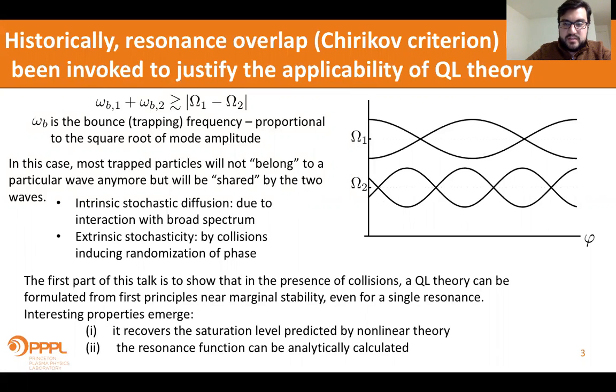chaos, and collisions might introduce stochasticity that can be used to justify the use of a reduced approach when you do not need to track the whole bounce motion of particles. Then quasi-linear theory is a good theory to represent what happens in the dynamics of resonant particles.